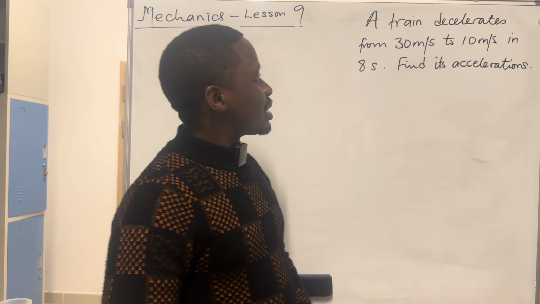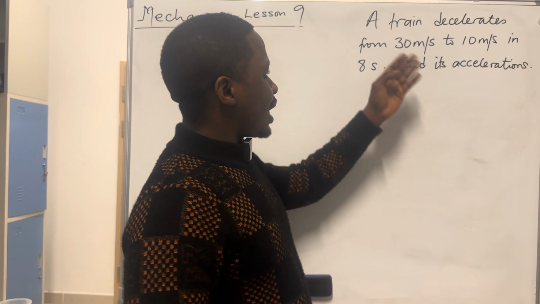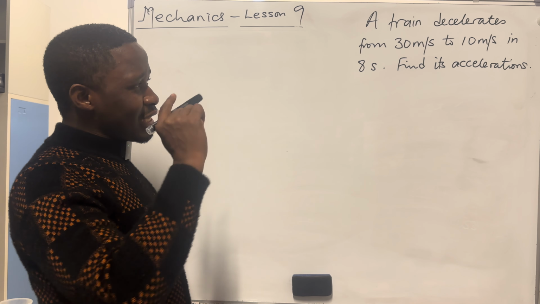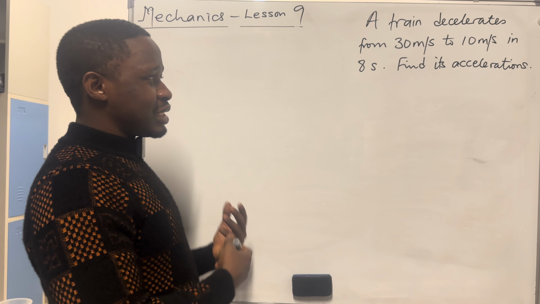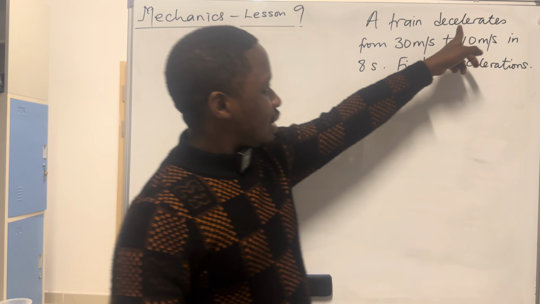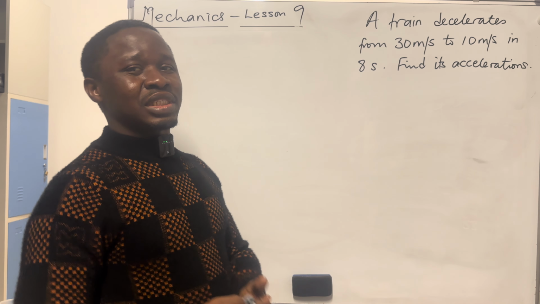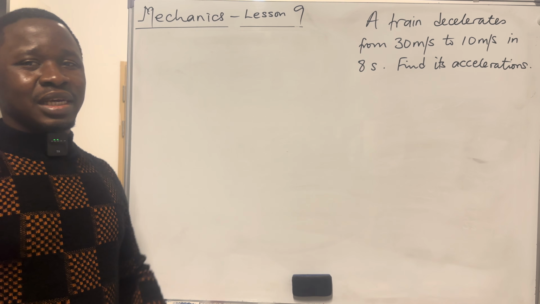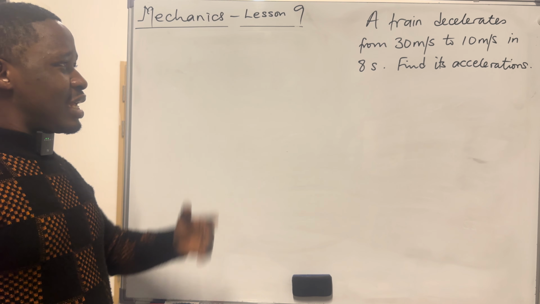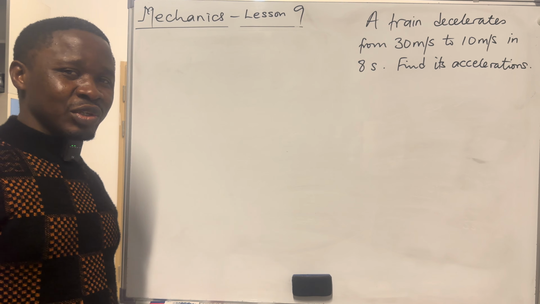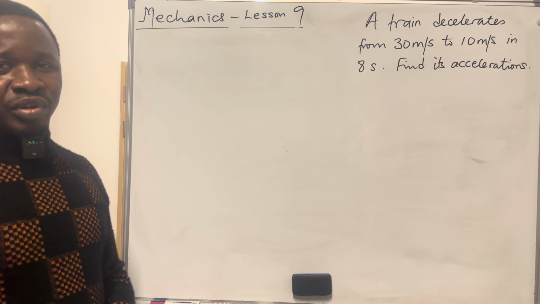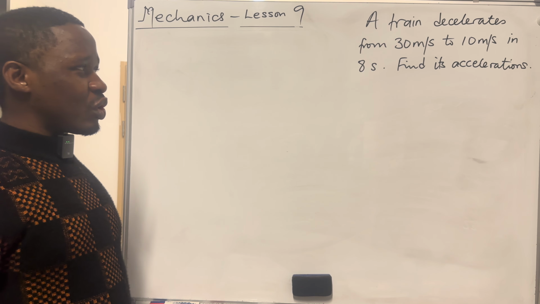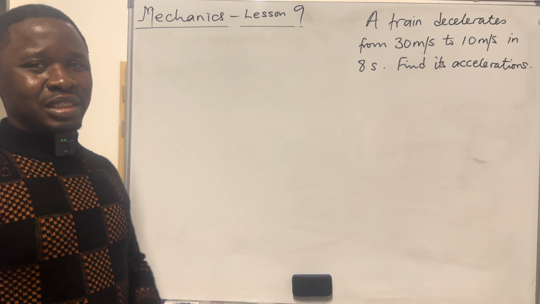The question says a train decelerates from 30 meters per second to 10 meters per second in 8 seconds. Decelerate and accelerate, they are just the same. The only thing is deceleration is negative, but generally deceleration, acceleration, retardation, all of them are just acceleration. We call it deceleration or retardation when the acceleration is negative.